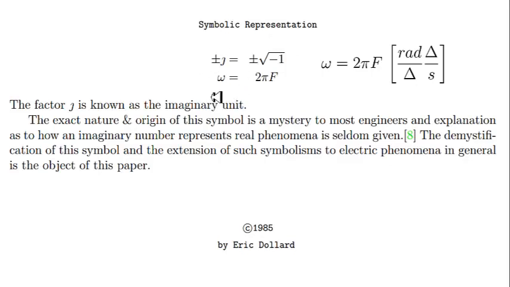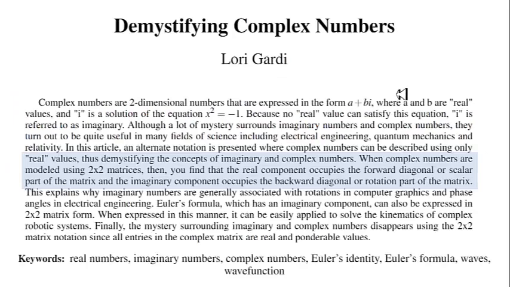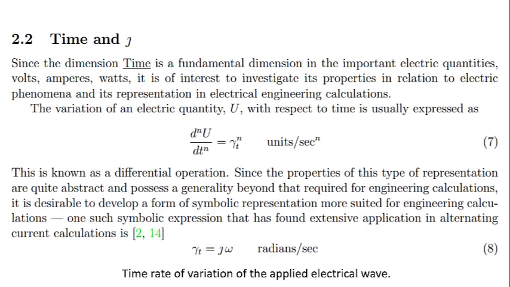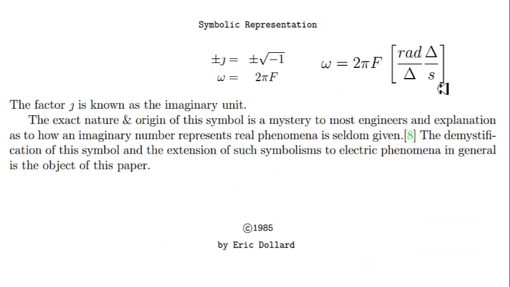And then he has the omega term here, which is 2 pi times the frequency. So I just wrote over here, I wanted to remind you that 2 pi has the units radians per cycle, and frequency, of course, has units cycles per second. And so omega has units of radians per second, as they said on the previous page. Okay, radians per second. So that's his starting point.